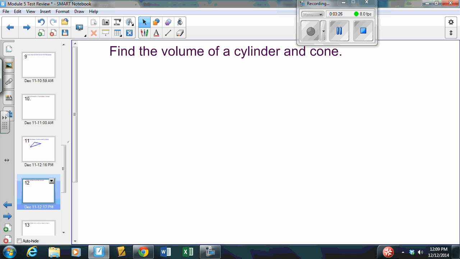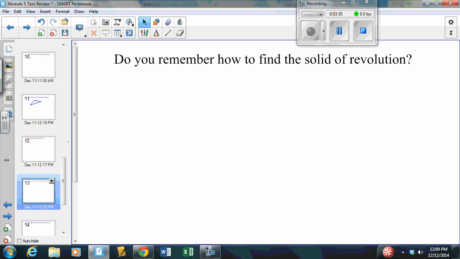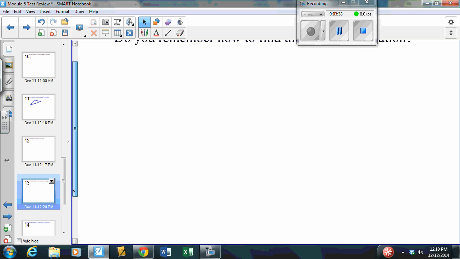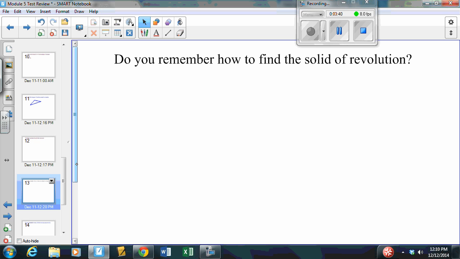You need to review the volume of a cylinder and a cone. So make sure you have those formulas written down on your 3x5 card. And we did a solid of revolution. That donut was an example of a solid of revolution. So was the cone, that triangle rotating around, that was a solid of revolution on that quiz.